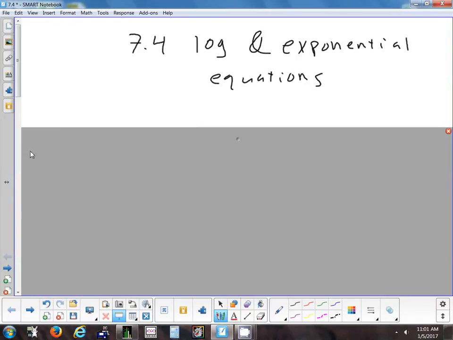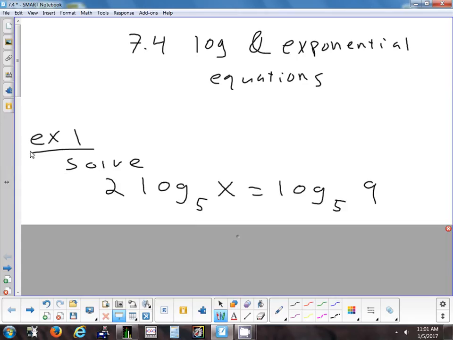All right, so last day on logs, we'll finish up just by using, as I said, the formulas we already know to solve equations. That's pretty much what every problem will be today, just solve for x. Before we even start, sometimes you try to solve a problem and there is no solution.